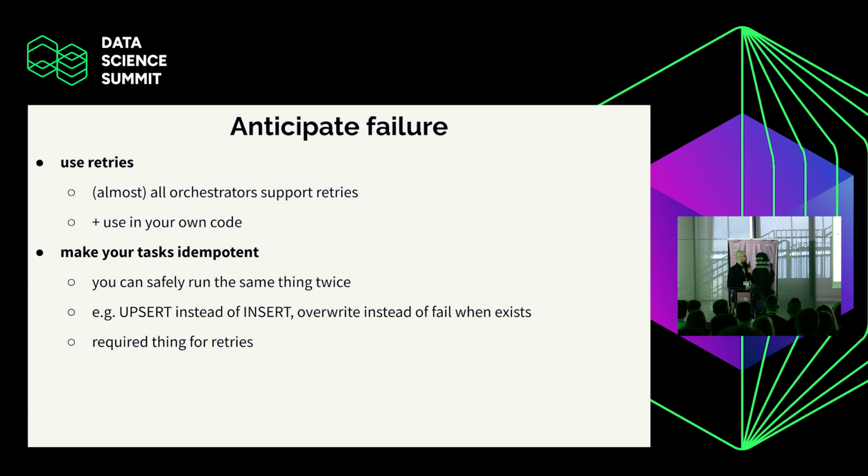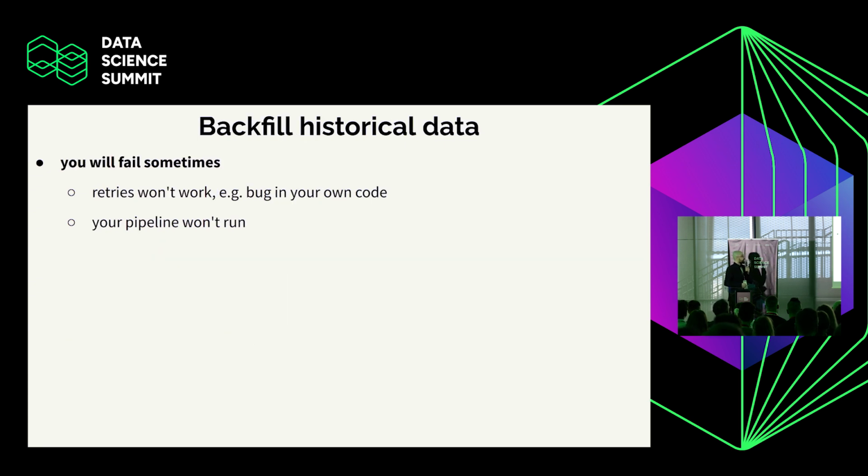You should overwrite instead of failure on existence. So those are very basic things that ensure your tasks are idempotent. You can safely rerun your pipelines. And if you use retries, by the way, making the tasks idempotent is a requirement. Otherwise, you will get duplicates in your data.